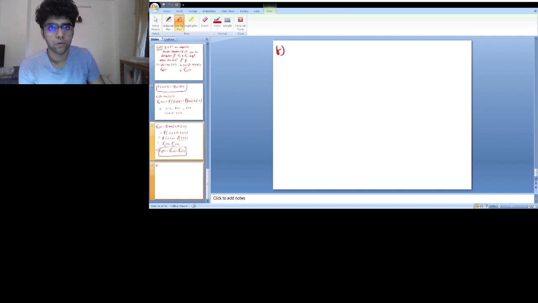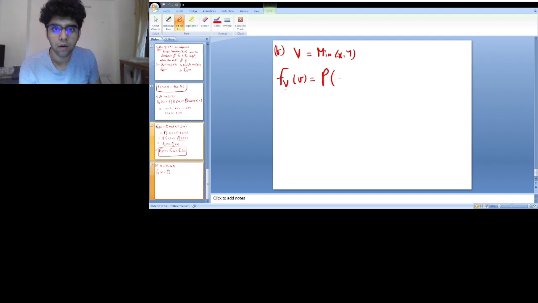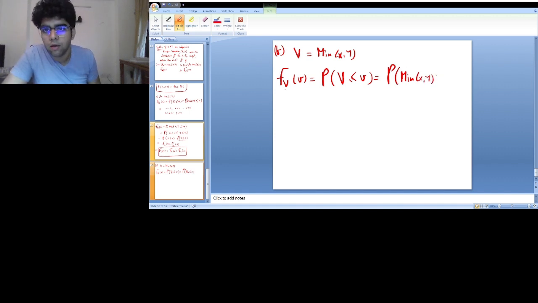Now let's just solve part B. Now part B says that V is equal to min of X comma Y. Now this is tricky. Why? I'll be showing you. Now F of V, where v inside is a point and this V is a random variable and this is a point, this is equal to probability capital V less than or equal to small v, which is a point, and my capital V is given to me as min of X comma Y. So this is min of X comma Y less than or equal to small v.